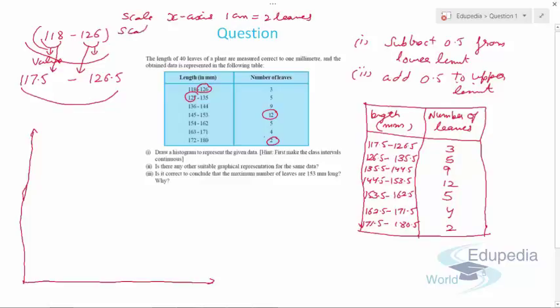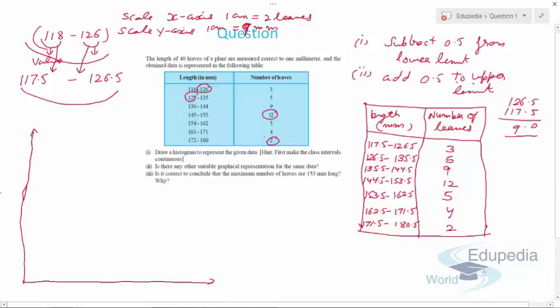And the scale for the other axis can be written as follows. This is the length in millimeter. We can look at the width of a class: it is 126.5 minus 117.5, which is 9, right? So the width is 9, you can see properly. So we can say that the scale is 1 centimeter equals 9 millimeter, right?